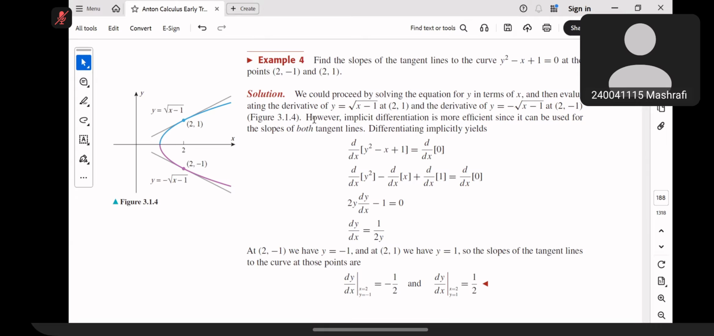Sir, I have a question. Why did we take the square root to determine y and then differentiate? We could just differentiate the equation on both sides. Yeah, but the given equation is an implicit equation. So you must take implicit differentiation to get the derivative.